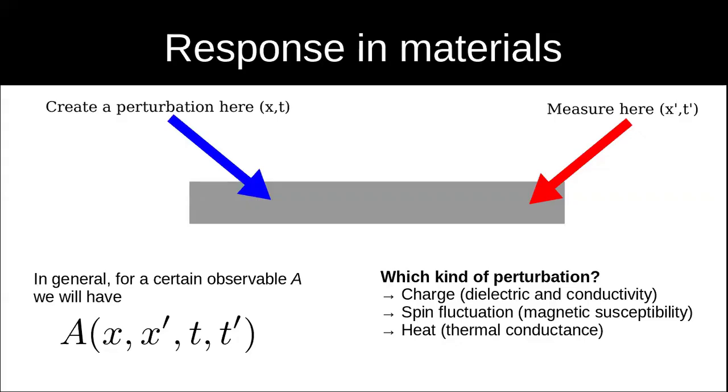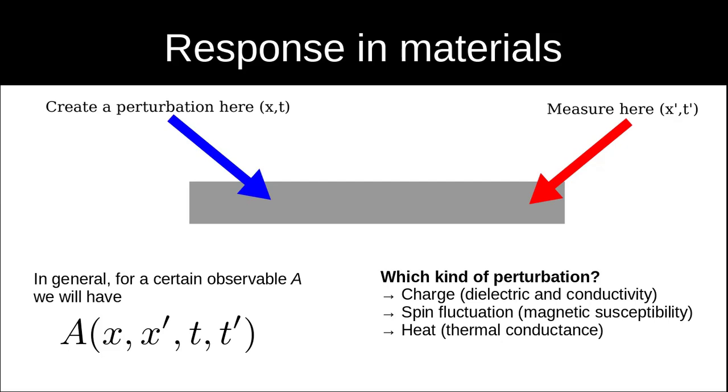The idea of linear response theory is relatively simple. Imagine that you have a certain material, here this gray rectangle. In this material, you do the following: you create some perturbation at a certain position x and time t, and then at another position x prime and time t prime, you make a measurement.